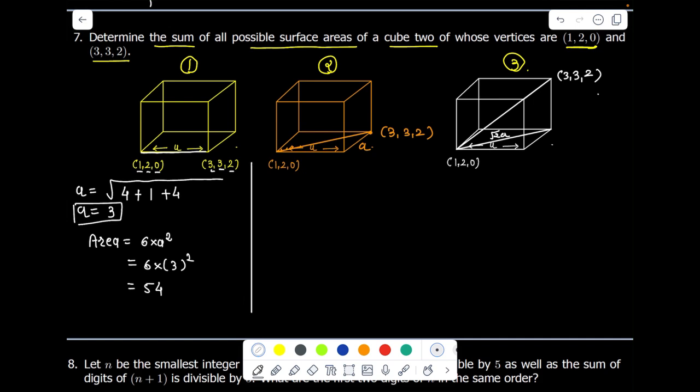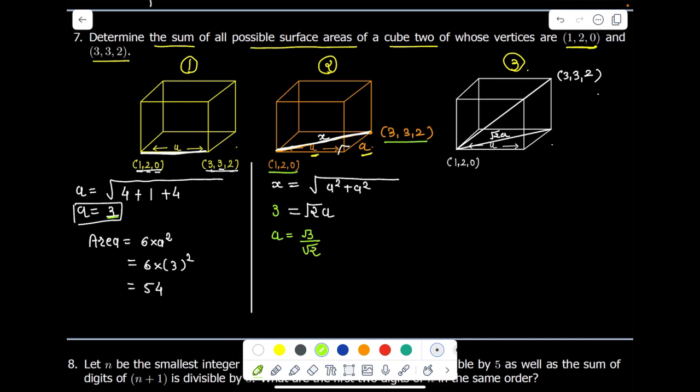Now let's find the area for the second case. To find the area for the second case, we need the length a, the length of the side. But here vertices are placed diagonally. We know that the distance between this point and this point is nothing but 3. So let's say this diagonal length is x, which is nothing but, if you apply Pythagoras here, root of a square plus a square. So you will get root 2 a. But we know that the distance between this point and this point is 3. So 3 is equal to root 2 times a. So a is nothing but 3 by root 2. So area is equal to 6 into 9 by 2. 2 threes are 6, 9 threes are 27 is my answer for the second case.